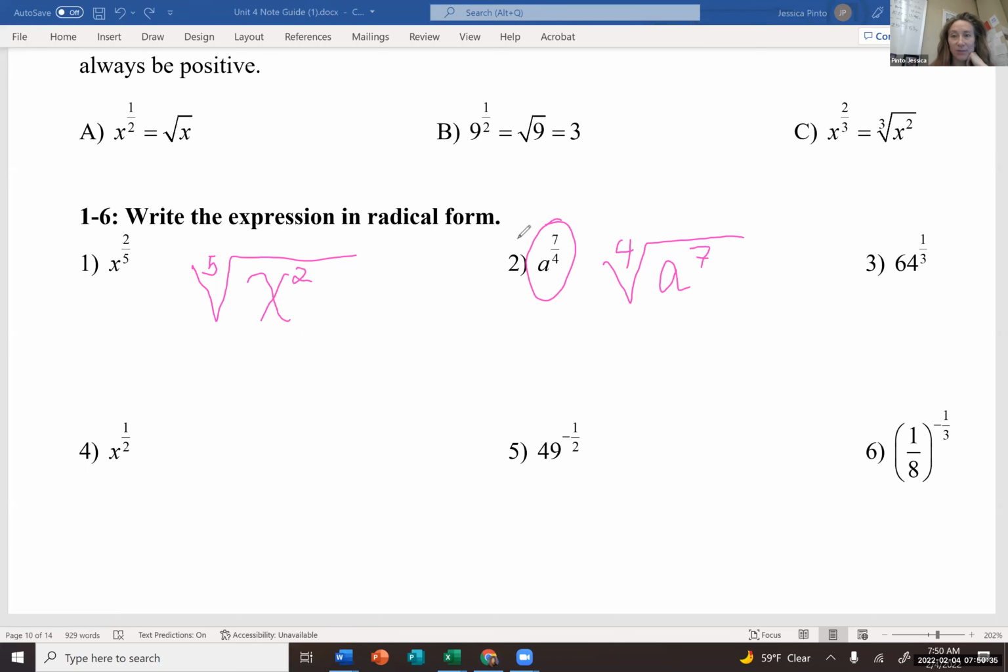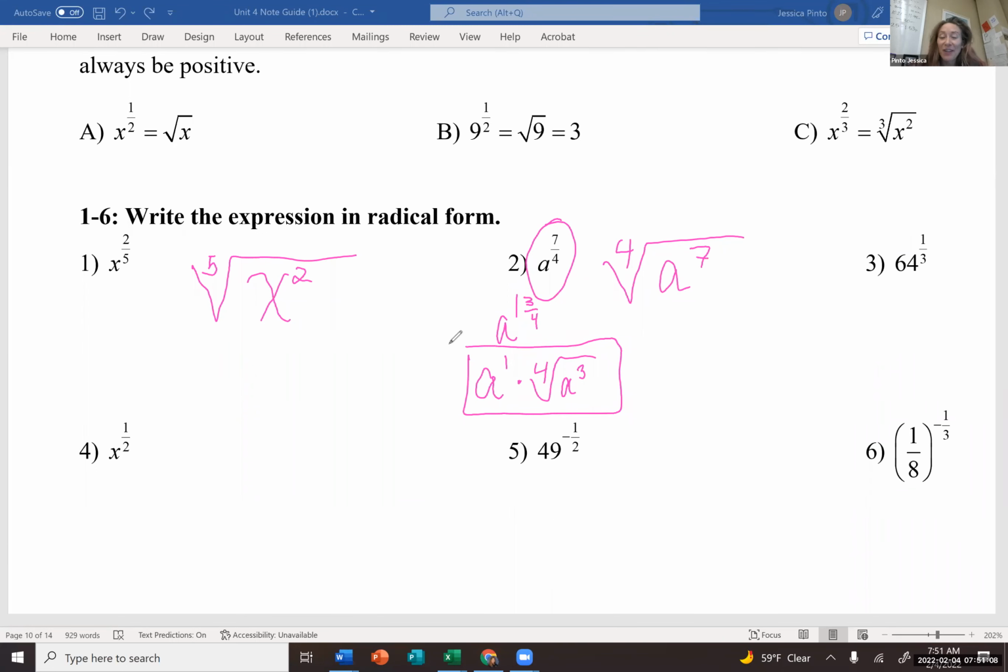So if you're really good with fractions, I could think of this as a, and then instead of an improper fraction, I'm going to think of it as a mixed number. So that's going to be 1 3/4. And so this is really going to become a to the first power times the 3/4 is also an exponent, the 4th root of a to the 3rd. So this is one way to deal with it.